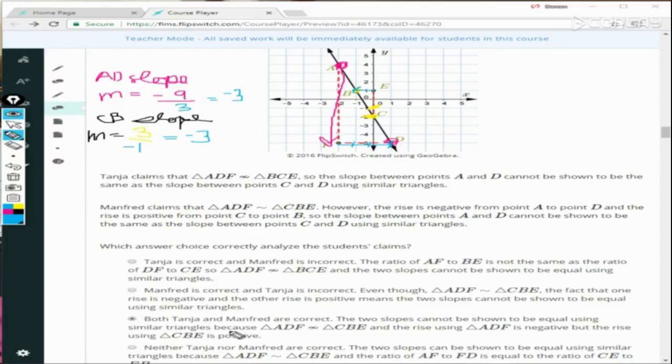So yes, if you are looking at it from C to B, the argument of C rising being positive in order to get to B is correct. But the other half is the run is now negative. So that is still why we end up with a negative slope. You have to look at both parts of the slope in order to compare them.